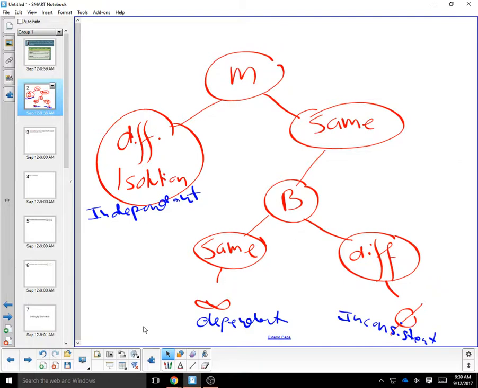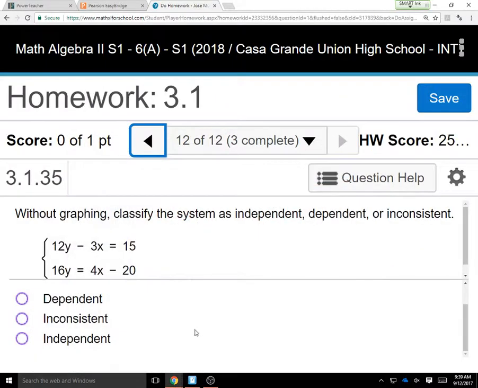What time's the bell ring? 11? 11:15? 10:15. Oh, 10:15. Oh, good. All right. All right, let's get to it.